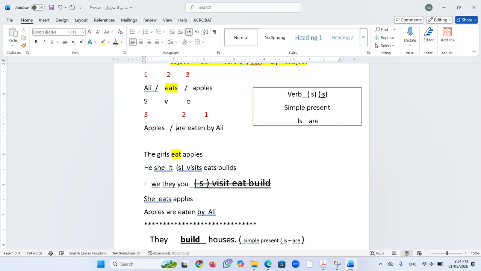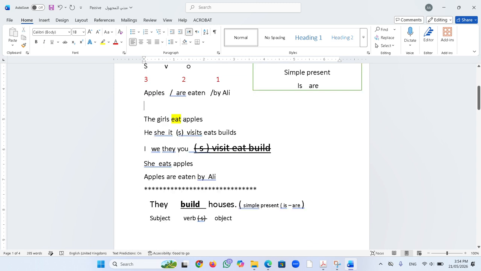3 is the object, 2 is the verb, and 1 is the subject plus by. When you add the subject, you must add by. Clear? Okay. Now, if you change the sentence, you must include what? The verb plus, which is verb 3. Okay. Verb 3 or past participle. Why do we add are, not is? Because apples is a plural.